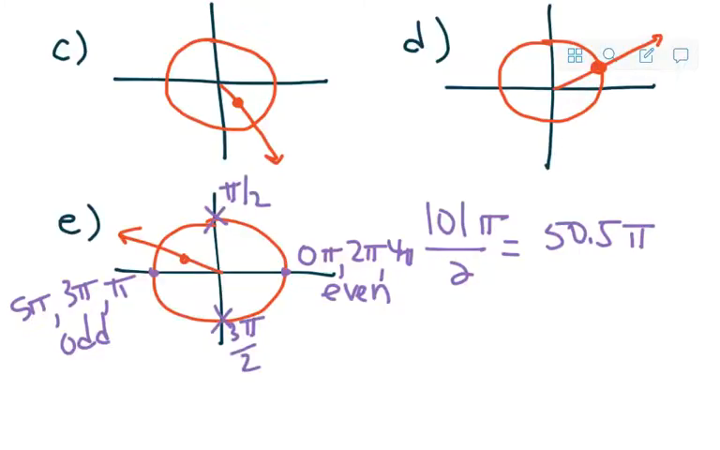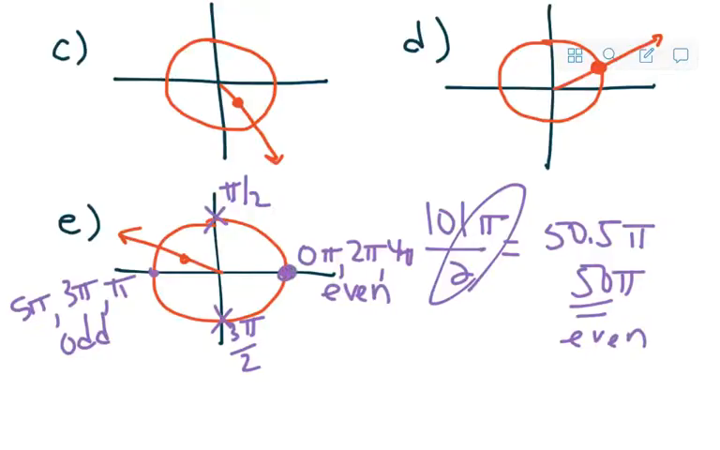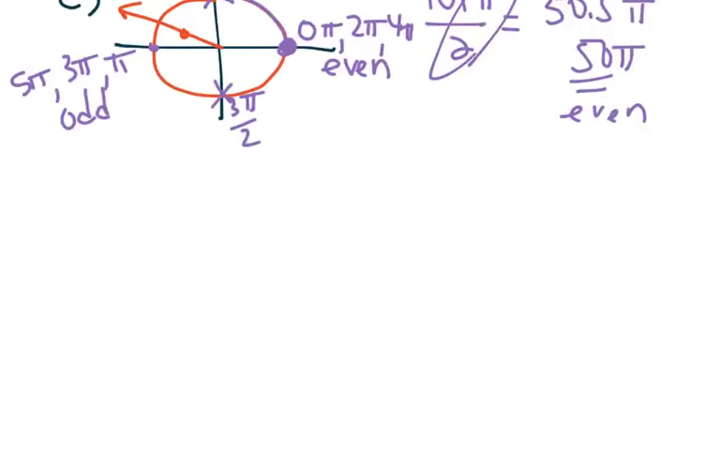So if I could figure out where 50 pi is, then I can figure out if it's going to be at the positive y-axis or the negative y-axis, because it's going to be something pi over 2. Well, 50 is an even number. So 50 pi would be here, so this must be 50.5 pi. So now I can go draw this.